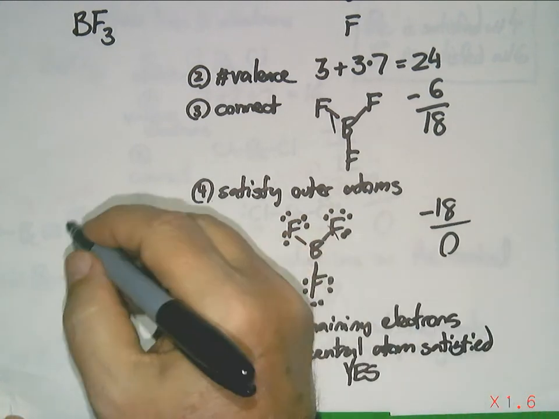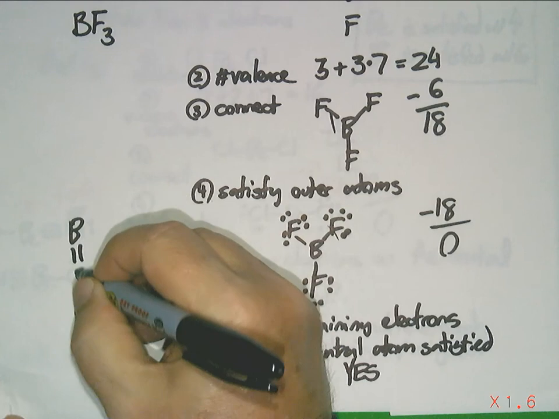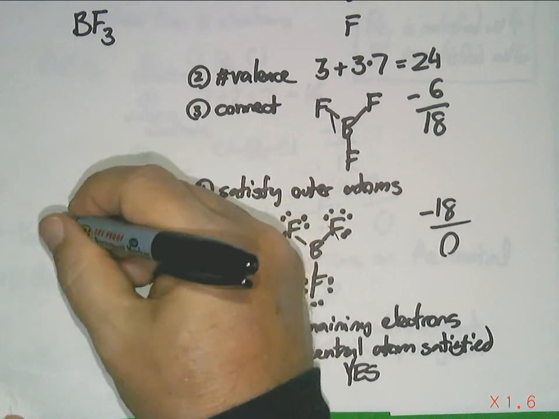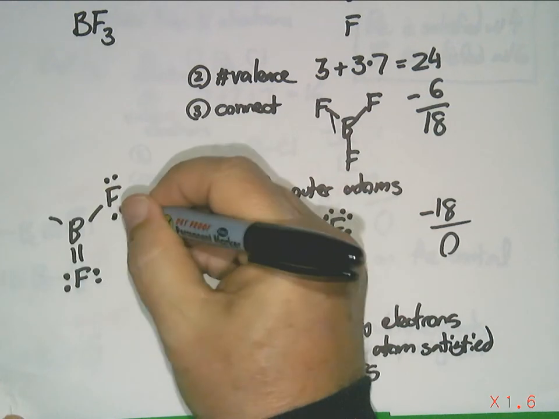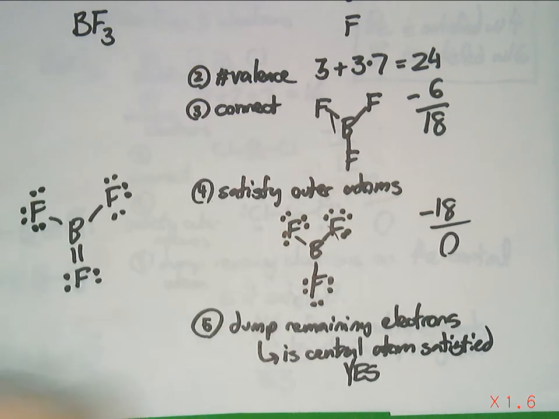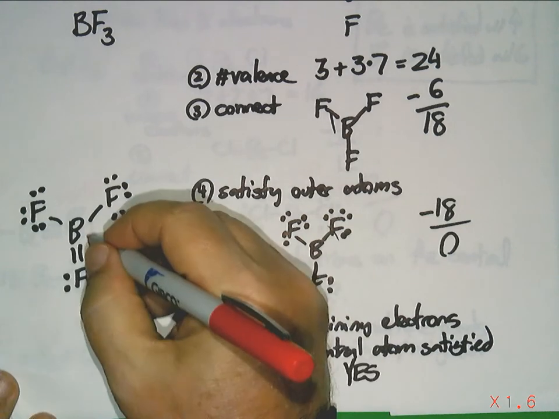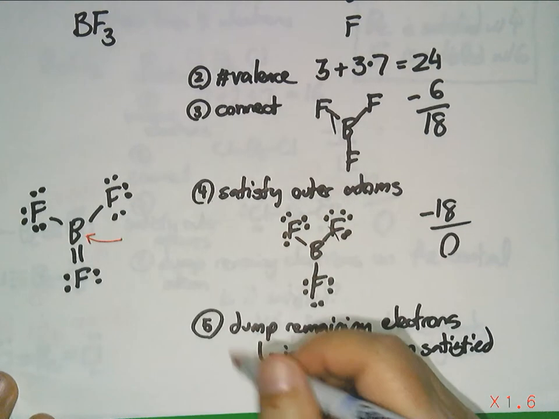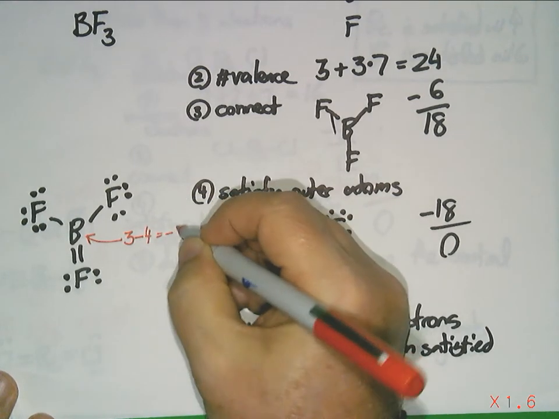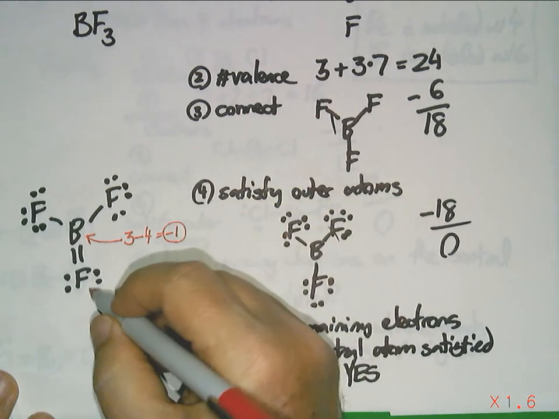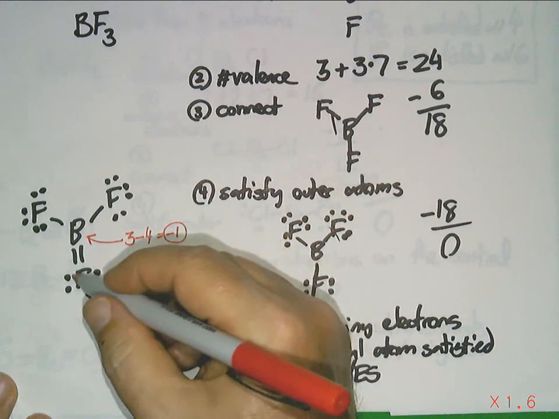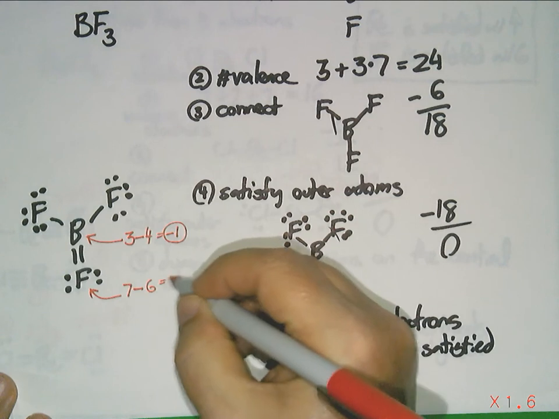If you did go any further, you would get a structure maybe that looks like this. If you said no, you'd try to give it an octet by doing something like this. And if you did that, you could see that you were wrong, because when you look at the formal charges, boron's formal charge will be 3 minus 4 is a minus 1. And then fluorine's formal charge here will be 7 minus 1, 2, 3, 4, 5, 6 is plus 1.